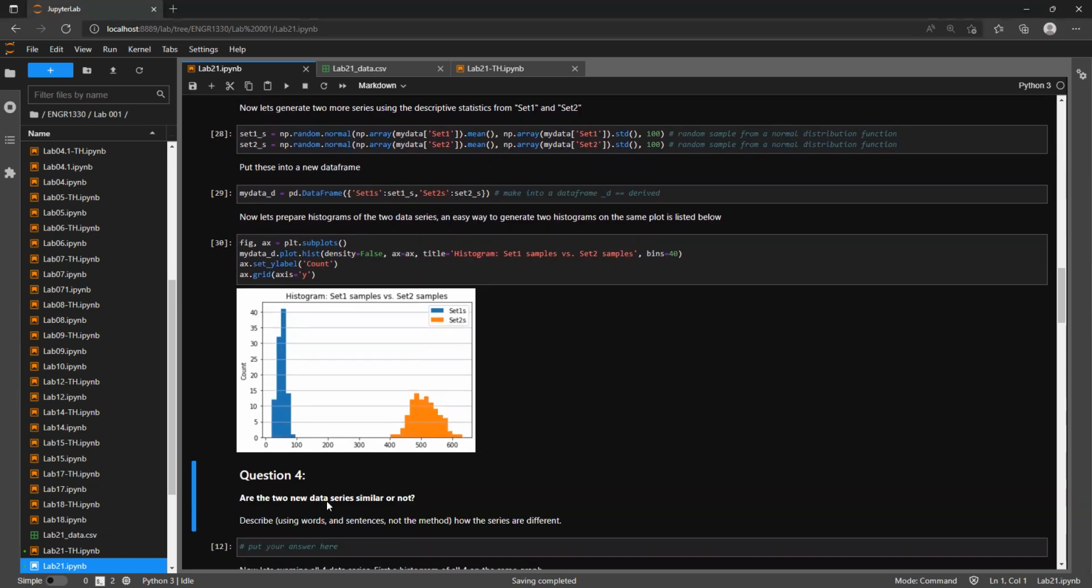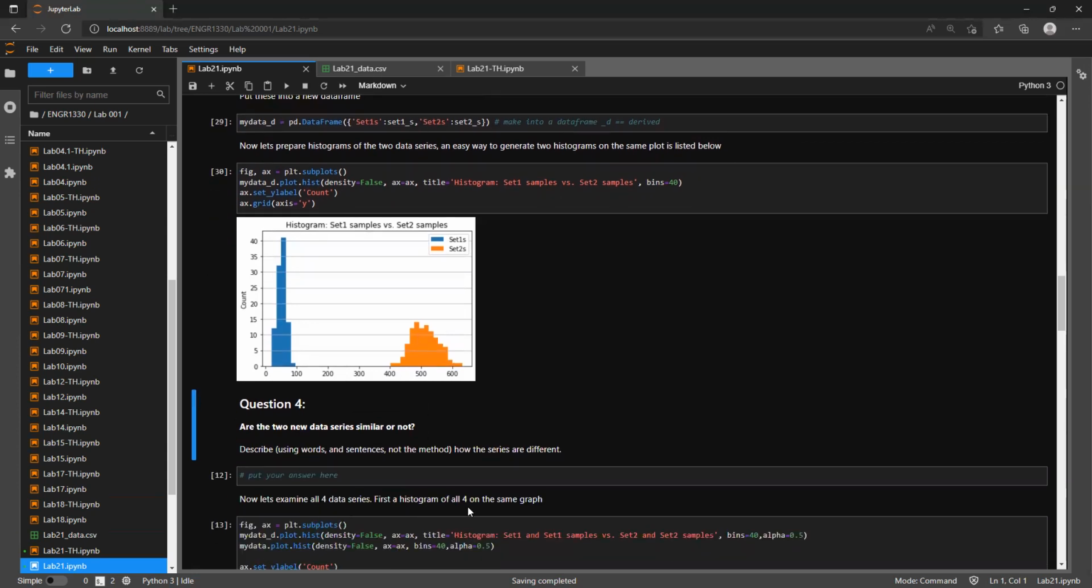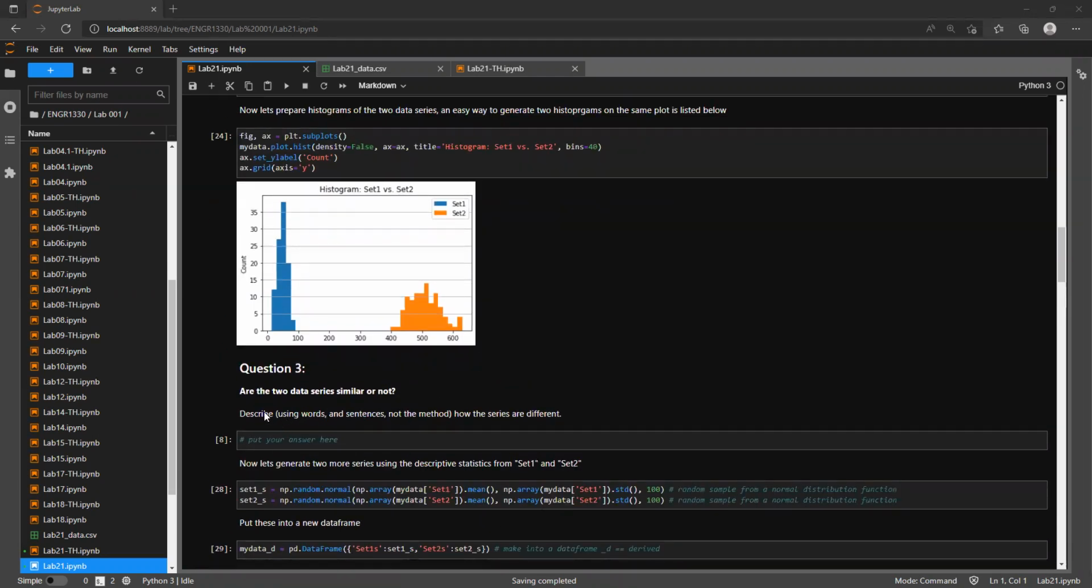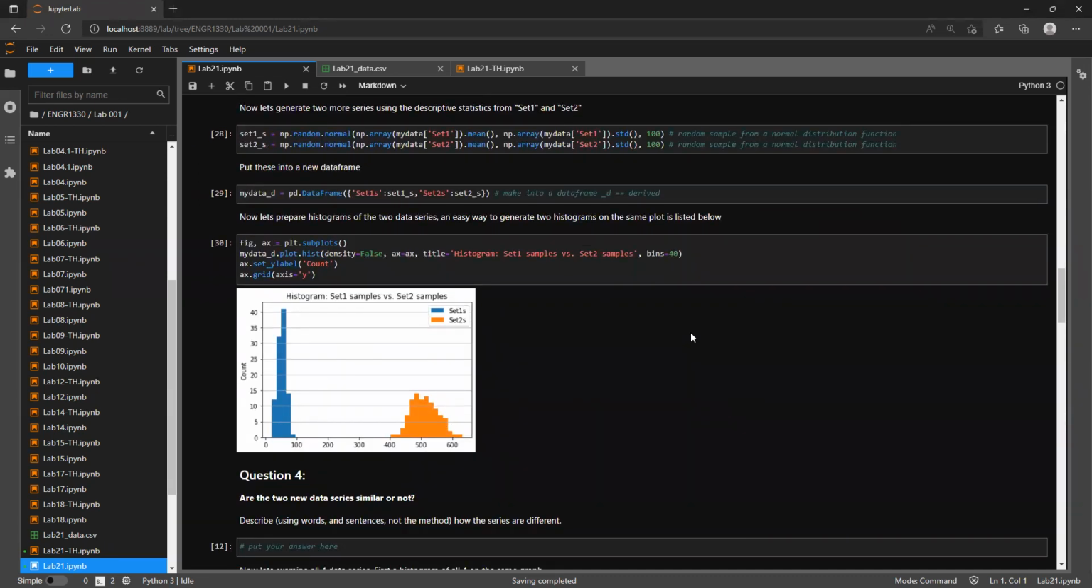Question: are the two new data series similar or not? So this is asking, are these two new data series similar to each other? So is set 1S and set 2S similar? That is the question. What do you all think? Are they similar? Are they different? They're different from each other. Well, yes, that's exactly correct. Had you said why they're different, I would have said additionally, because of the same reasons we have here. For the same reasons, these are going to have the same relationship: set one and set two, set 1S, set 2S.